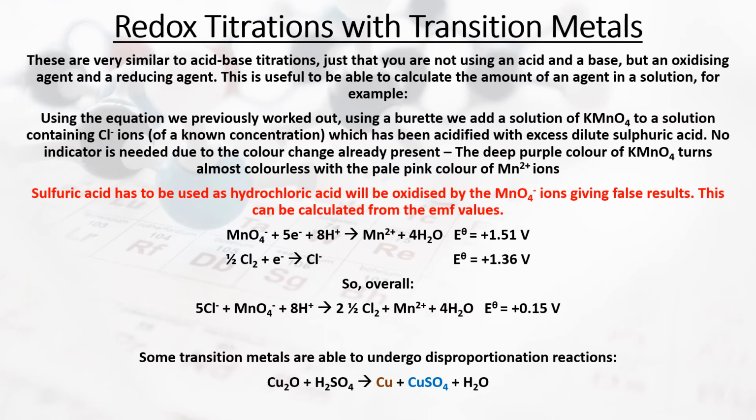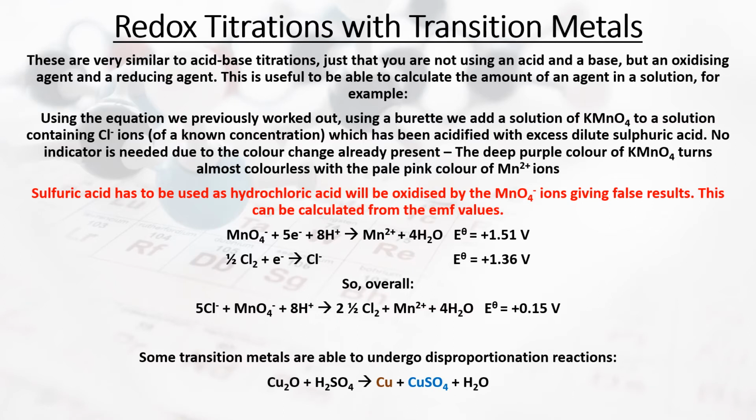So an example is that we can use the equation we've just previously worked out, that half equation for the manganate ions being reduced to the Mn2+ manganese ions. And we can think about if we had a burette, we can use that burette to add a solution of our potassium manganate to a solution that contains, for example, chloride anions. Now we know the concentration of our chloride anions, but we don't know the concentration of our potassium manganate solution. We've also acidified this with excess dilute sulfuric acid, and actually there's no indicator required here, and typically for a lot of redox titrations we don't require indicators because we have a natural colour change already present.